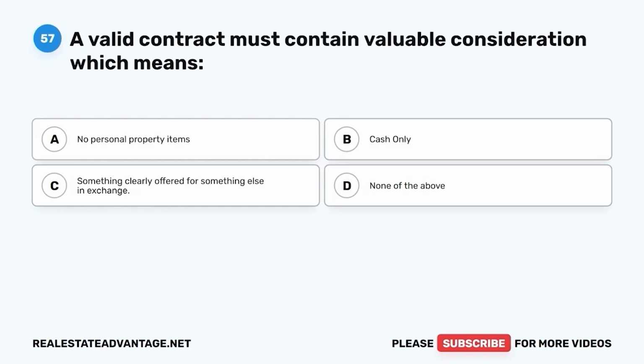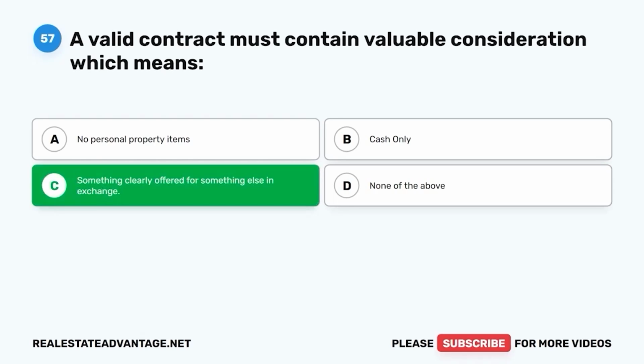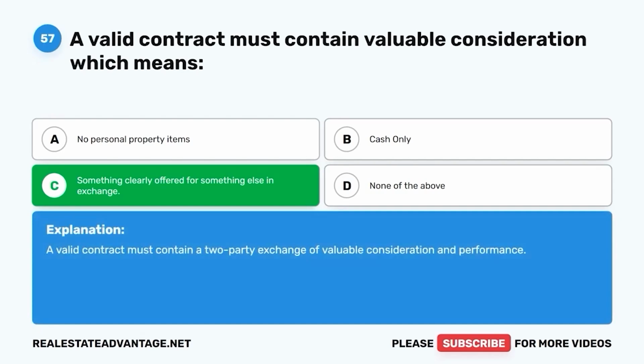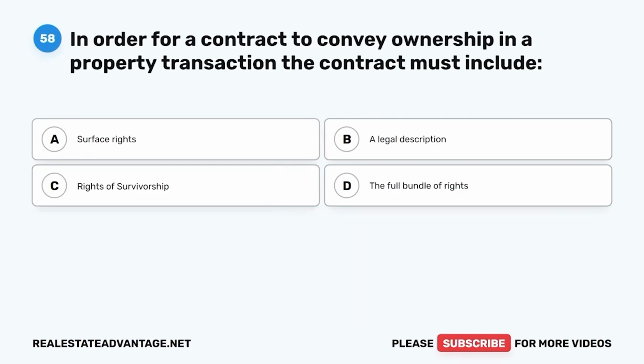Question 57. A valid contract must contain valuable consideration, which means A, no personal property items, B, cash only, C, something clearly offered for something else in exchange, D, none of the above. The correct answer is C, something clearly offered for something else in exchange. A valid contract must contain a two-party exchange of valuable consideration and performance. Question 58.